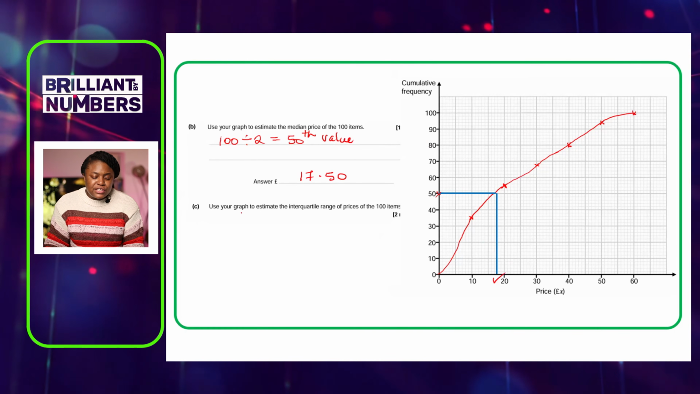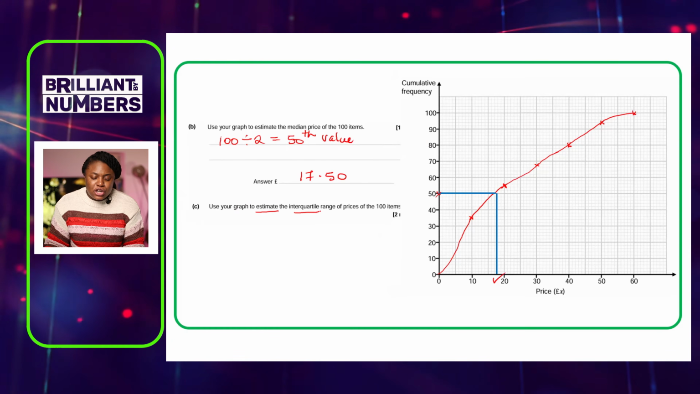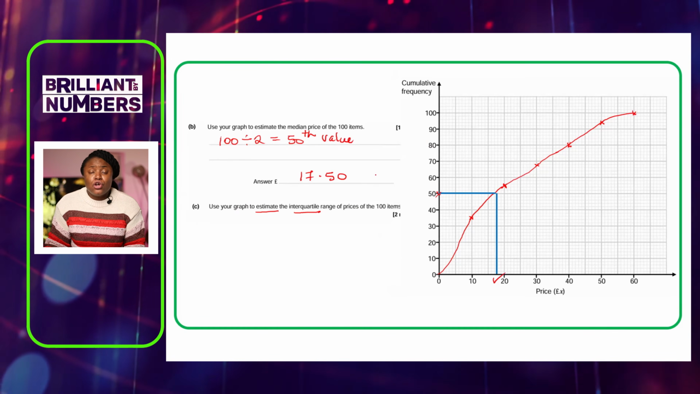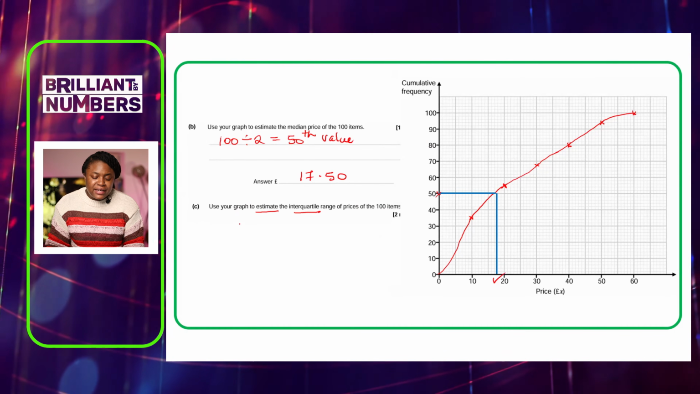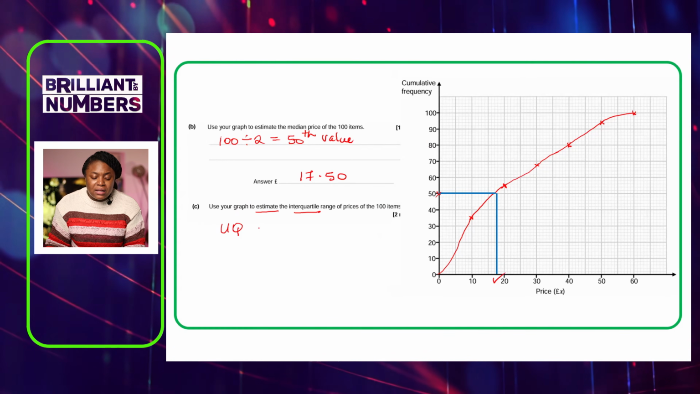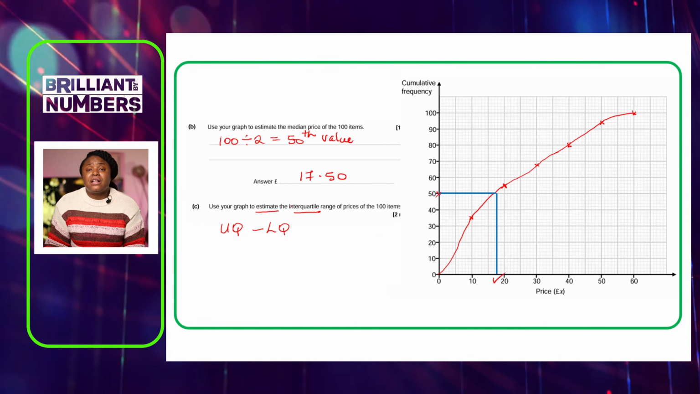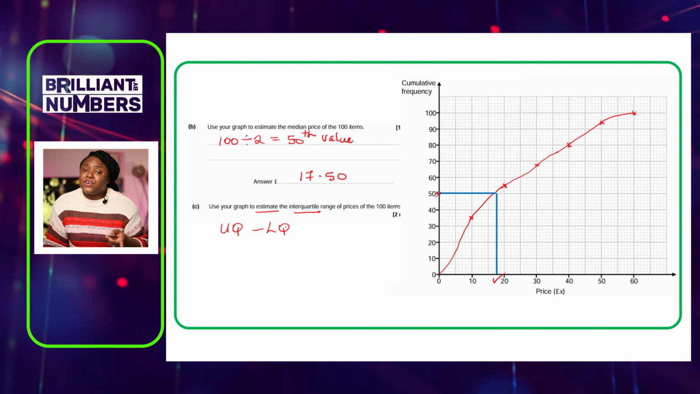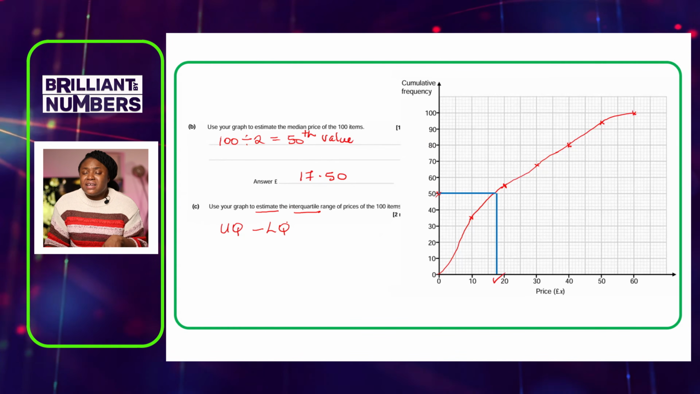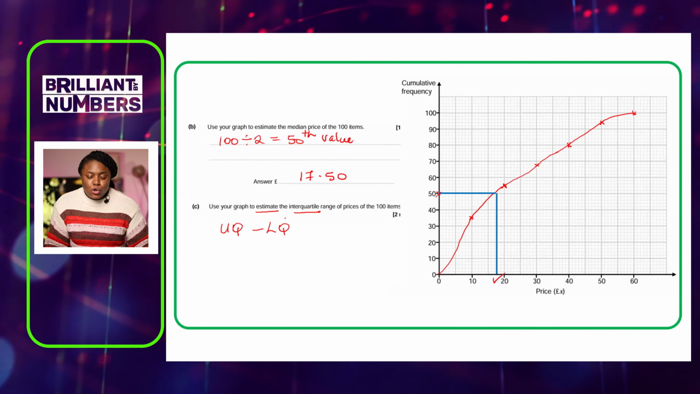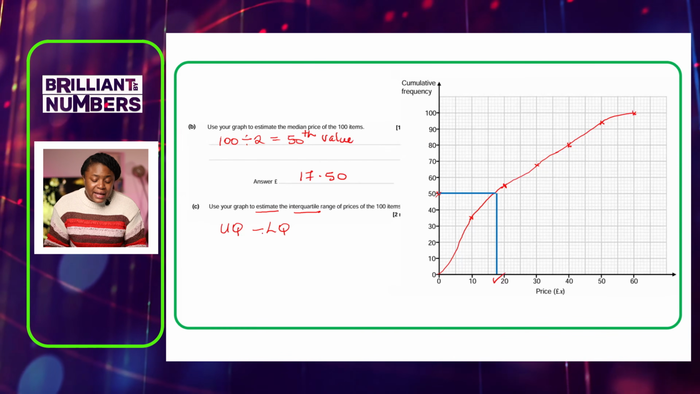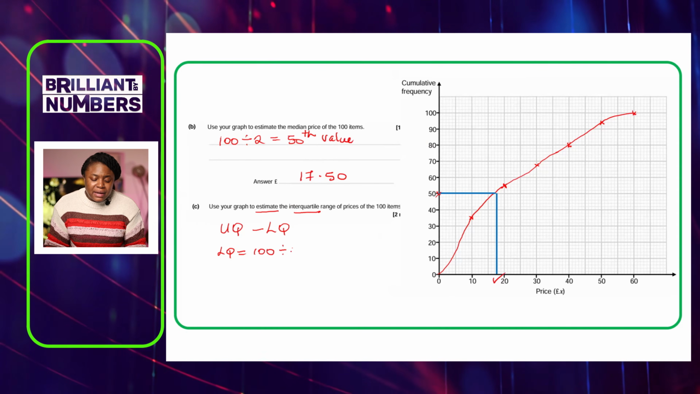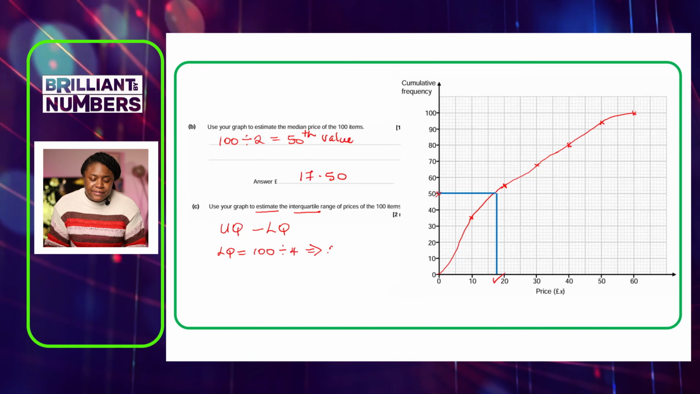The last question says, use your graph to estimate the interquartile range of the prices of 100 items. Remember, your interquartile range is equal to your upper quartile take away the lower quartile. So we need to work out our lower quartile and our upper quartile, find them on the graph, read them off like we did the median, and then subtract them. So for 100, to get the lower quartile, LQ is equal to 100 divided by 4. So that is the 25th value.